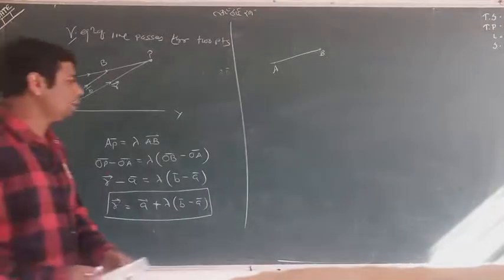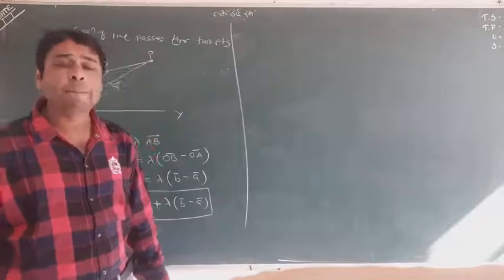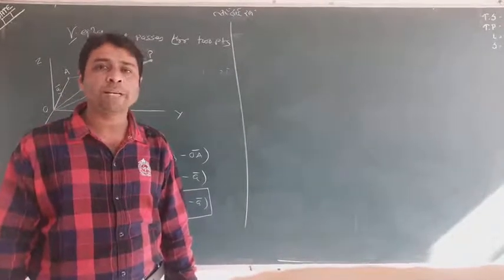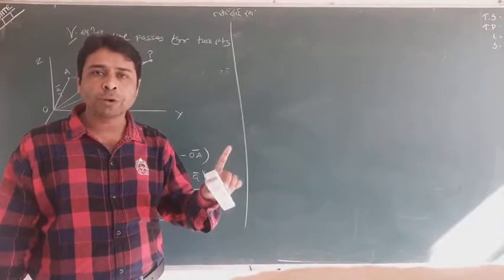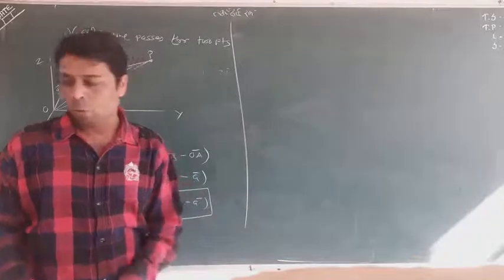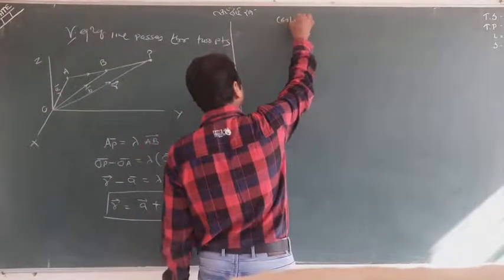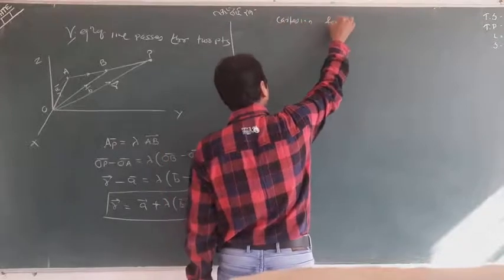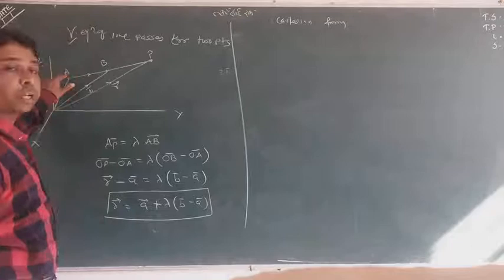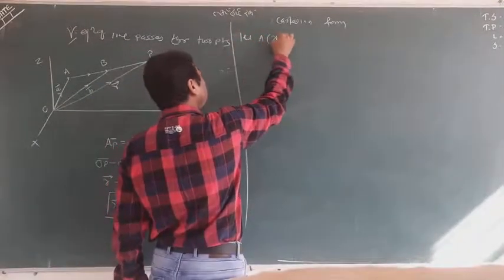So finally, you remember the formula that R equal to A plus lambda B minus A is the vector equation of the line passing through 2 points. First point's position vector is A and second point's position vector is B. Okay, now we'll convert that into Cartesian form. How can we convert to Cartesian form? For that we need coordinates. Suppose A is x1, y1, z1.